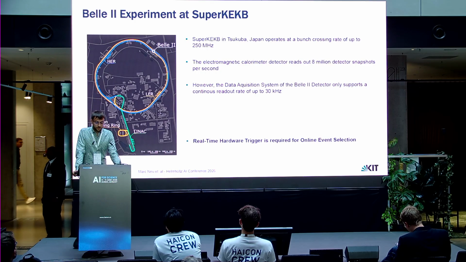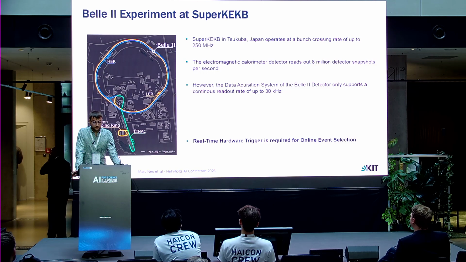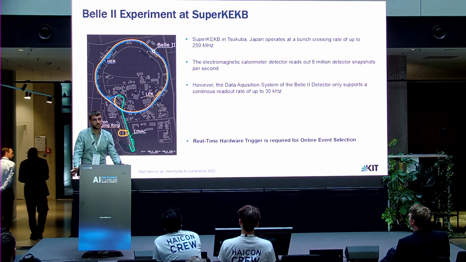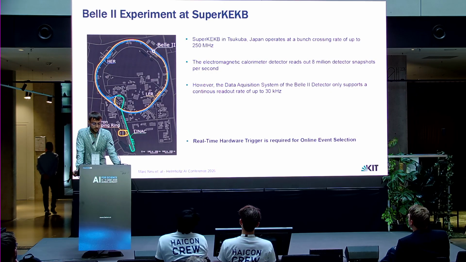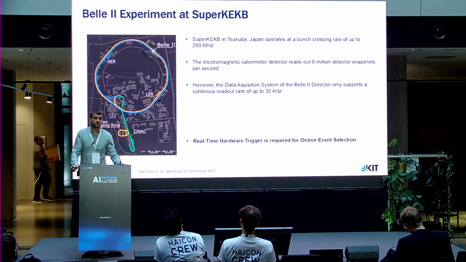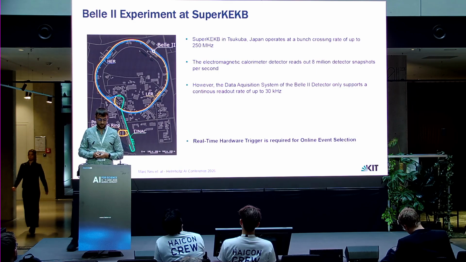One of the detectors, the one I'll be talking about today, is the Electromagnetic Calorimeter. We read this out with 8 million detector snapshots per second. For people not familiar with particle physics specifically, you can imagine this like 8 million frames per second that we need to process. However, our data acquisition system for the full detector is only able to support a continuous readout rate of 30 kilohertz. So we need some online event selection on a real-time hardware trigger.